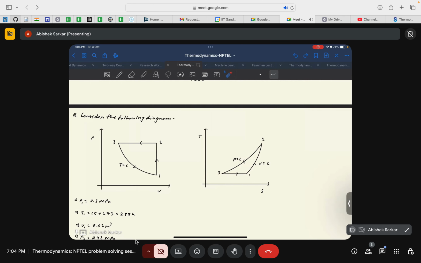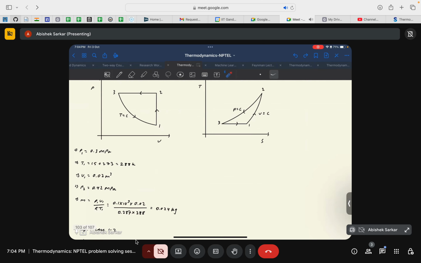Now let us look into the values of these properties. The initial pressure, that is P1, is 0.1 megapascal. It's good practice when we deal with these cycles or air standard cycles to change the temperature scale to the Kelvin scale. It would be suitable, and it avoids a lot of mistakes. So T1 would be 15 plus 273, or roughly 288 Kelvin, and V1 is 0.02 meter cube. These are initial conditions, and pressure P2 is 0.42 megapascal.